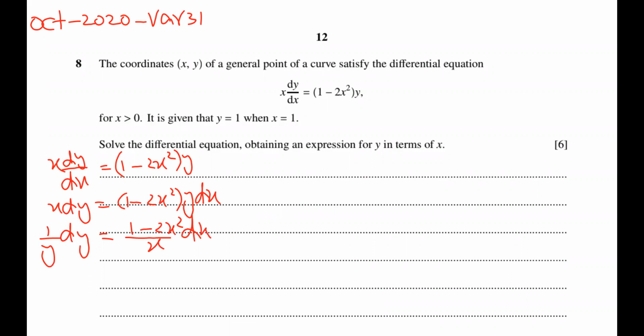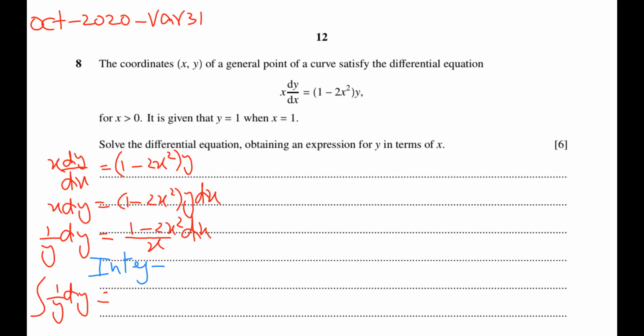Now, this first step is over. This is called step number one: separation of all y on the left hand side and all x on the right hand side. After this, I will do integration. So when I do integration, on the left side I get this.